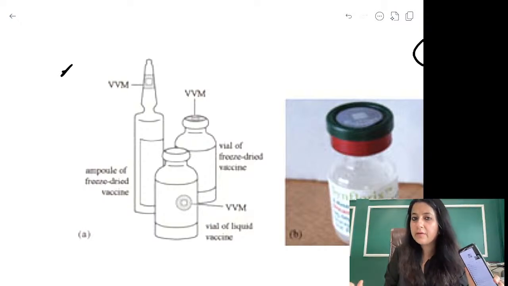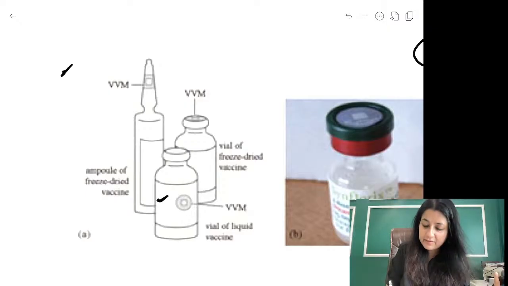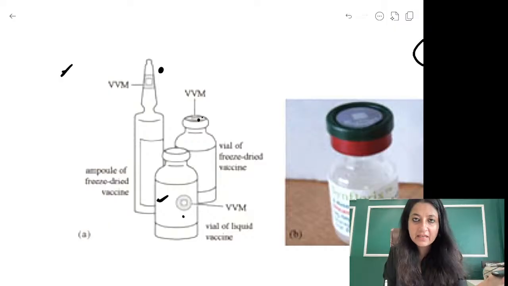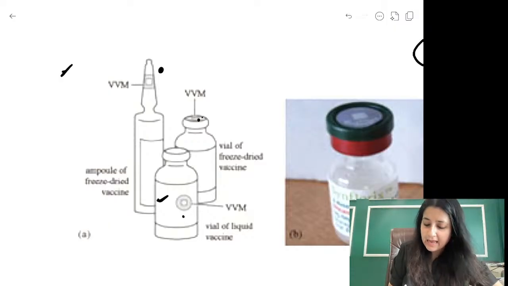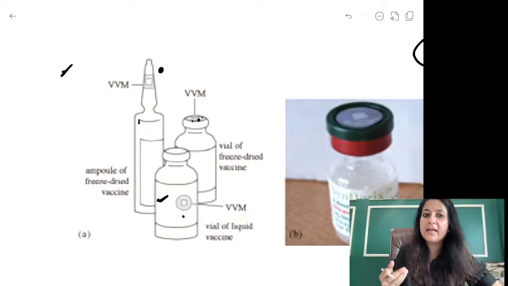VVM is there in all the vaccines. Now the VVM could either be on the body, on the vial, or on the ampule. So they can give you a question: if the VVM is placed on the body, or on the cap of the freeze-dried vial, or on the neck of the ampule, which type of vaccine vials are they? Please remember, listen carefully.